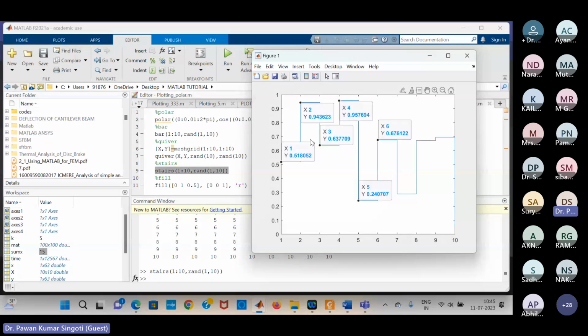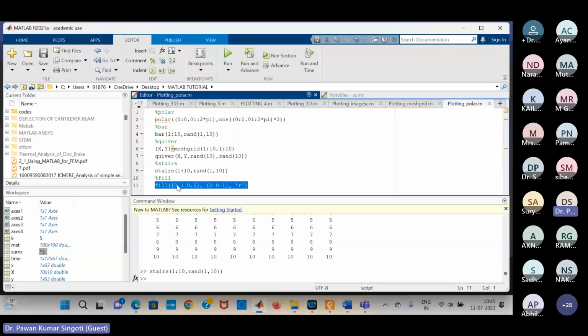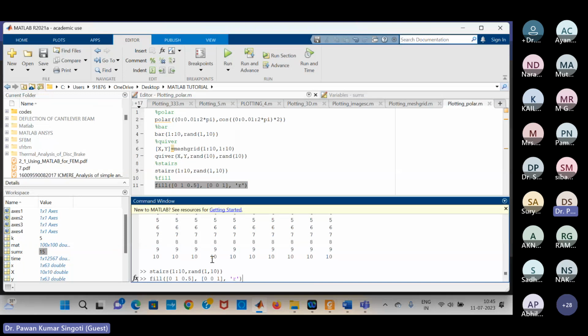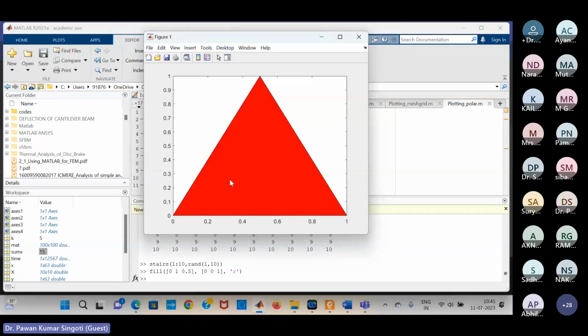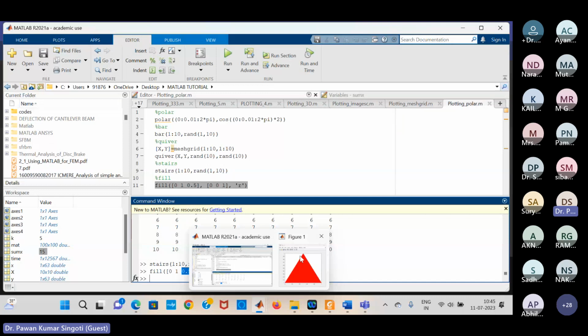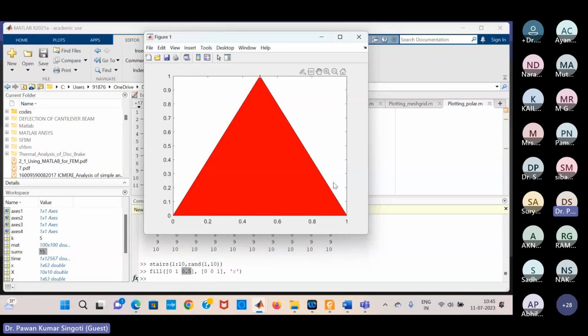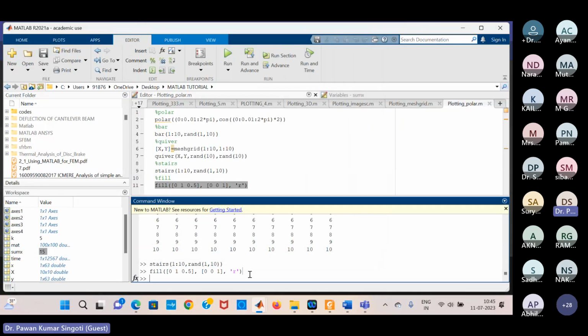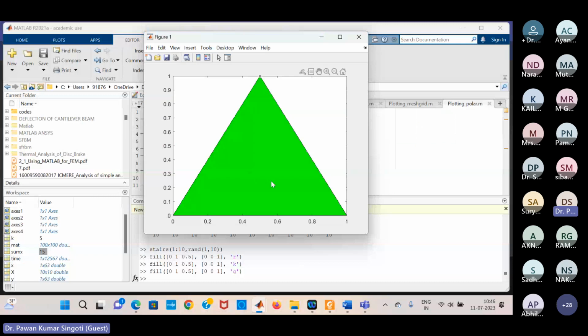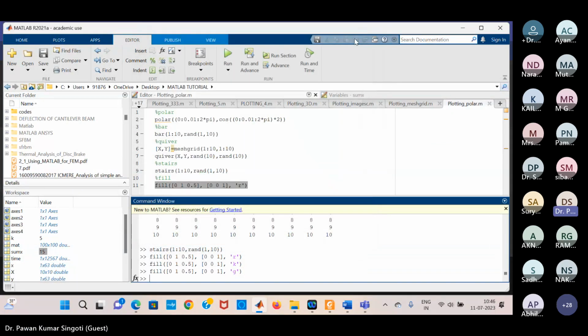Okay. Next one is fill. Fill will fill the limit. Let's say fill 0 to 1, and at 0.5 it will fill. So you can see this is the 0.5. It is filling 0 to 1, and in between 0.5. R is showing the color of this one, so we can change the color. If you type over here K, a black color will be there. If you type over here G, the color will change to green. Like that you can change these figures according to your needs.